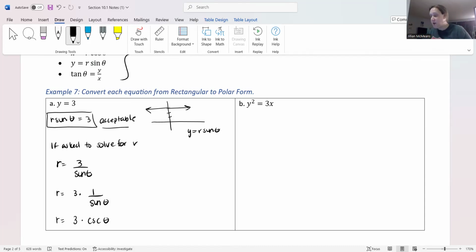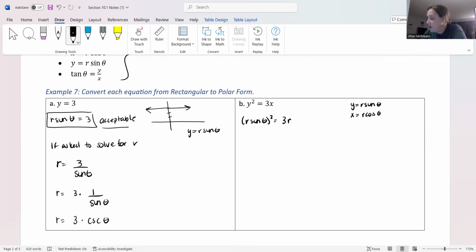Now, for this next equation, we get y squared equals 3x, and this one is gnarly. Okay, so this one's kind of a lot. So we know what y is. We know that y is equal to r sine theta, and we know that x is equal to r cosine theta. So let's make those substitutions. So y is r sine theta, but we're squaring it. And then x is r times cosine of theta.